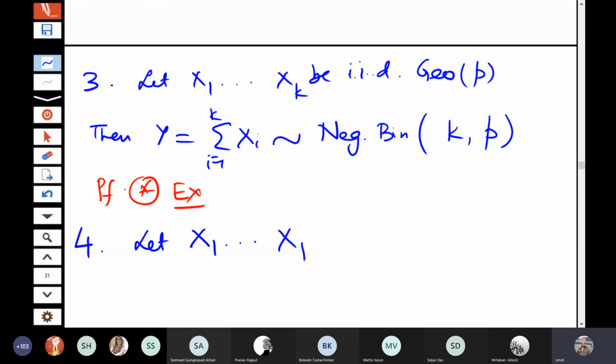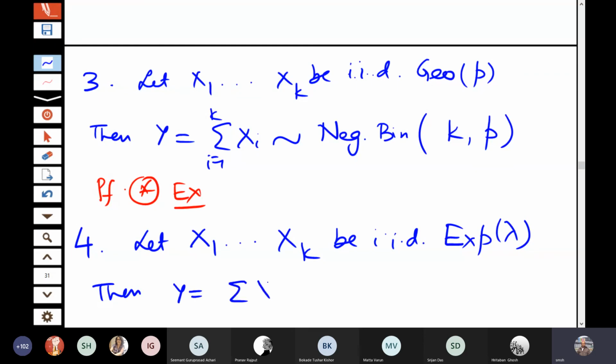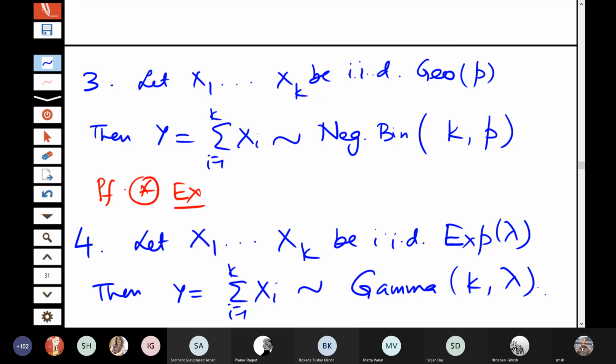Suppose x1, x2, ..., xk follow exponential lambda, then y is equal to sigma xi will follow gamma k, lambda. Again, you can use just the moment generating function and you can prove all of these results easily.